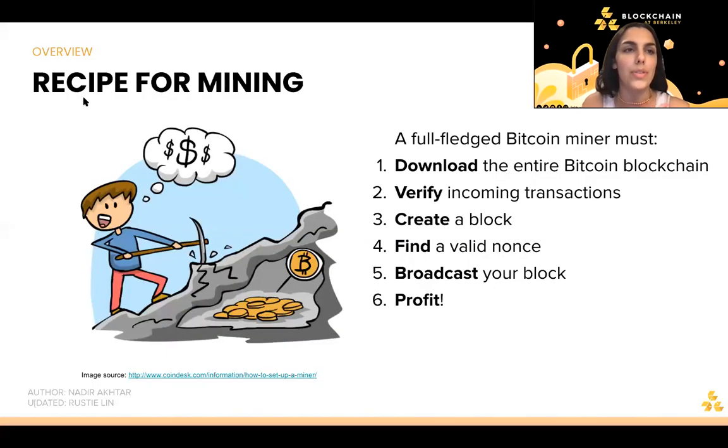So we came up with this recipe for mining that distills it in a nice way. To be a full-fledged Bitcoin miner, you must first download the entire history of the blockchain. Then you must verify incoming transactions. Then you'll create a block. Then, if you're able to find the valid nonce, and this deals with the proof of work that we discussed in previous lectures, so this is expending computational power. This step four is what distinguishes who gets to mine the next block. It's who's able to find the valid nonce, and we'll go over what a nonce is. Then step five is broadcasting that block to everyone else, so you can say, hey, look at this, I found this block. You should add this to your blockchain. And then the last step is to receive your profit.